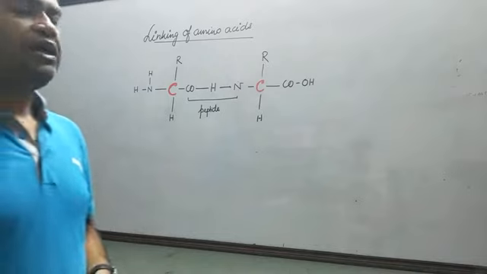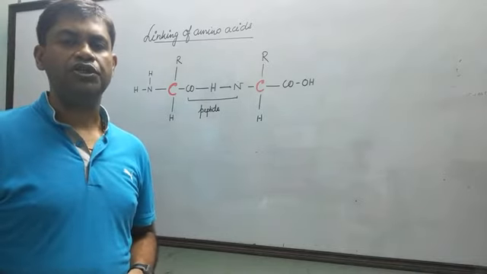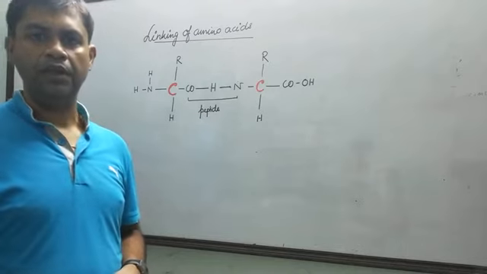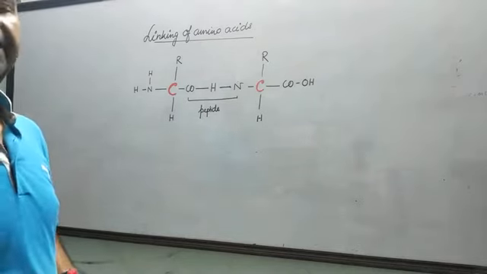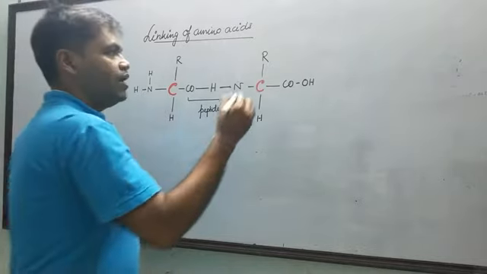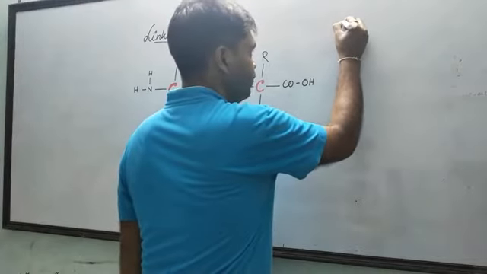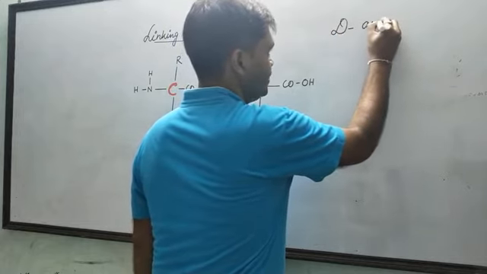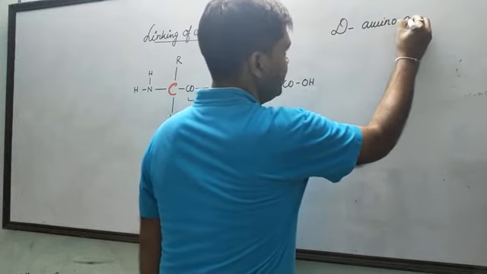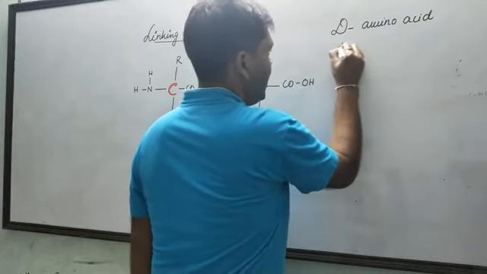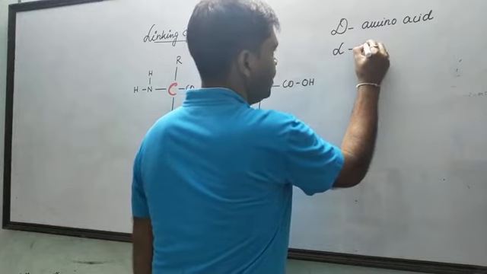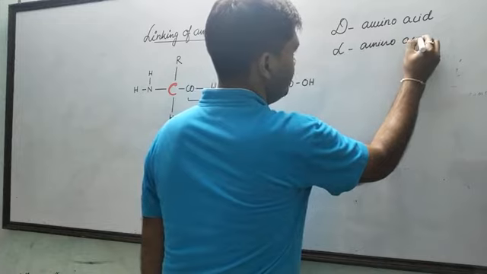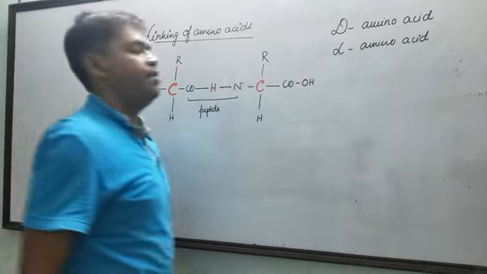Is it clear? Now we have to go to the function of the amino acids. But before going to the function of the amino acid, once again I would like to mention there are two different types of amino acid. One is called the D-amino acid, and one is called the L-amino acid.